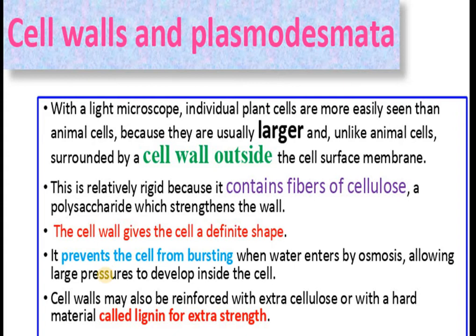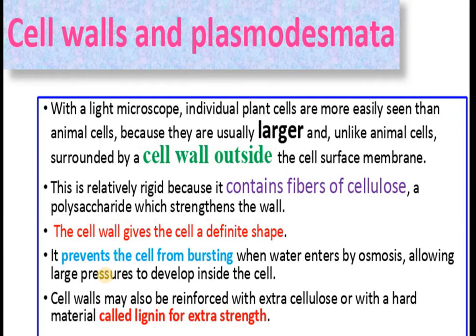Now, cell walls and plasmodesmata. With a light microscope, individual plant cells are more easily seen than animal cells. It is because these are larger in size compared to animal cells. And they have the cell wall as their outermost layer. Next to it is the cell membrane, while the outermost layer in animal cells is the cell surface membrane or cell membrane. This is relatively rigid.